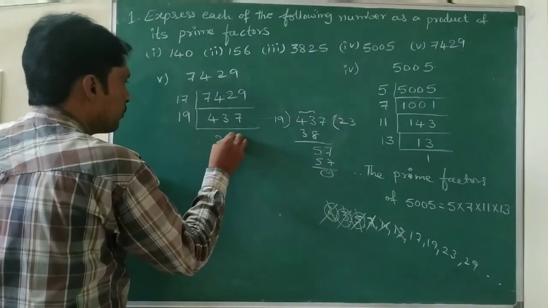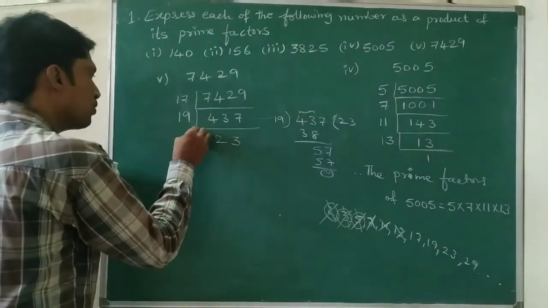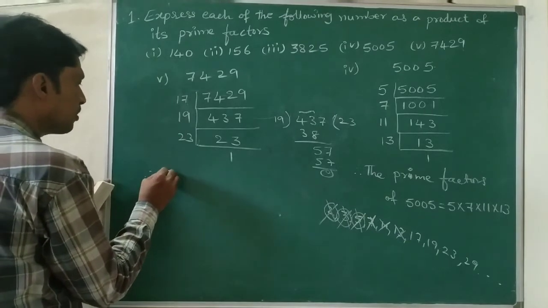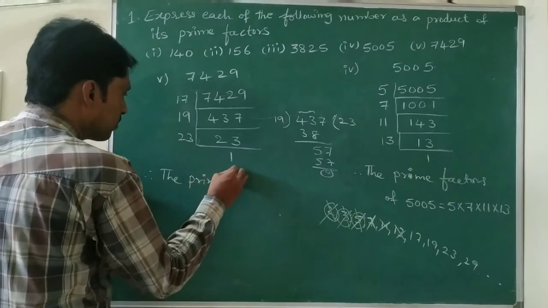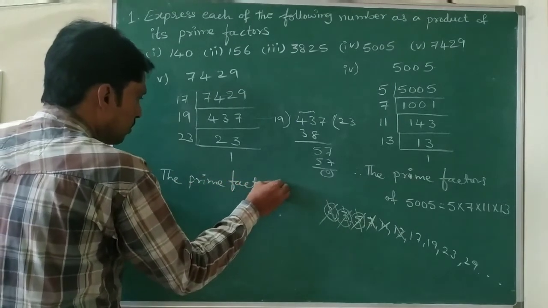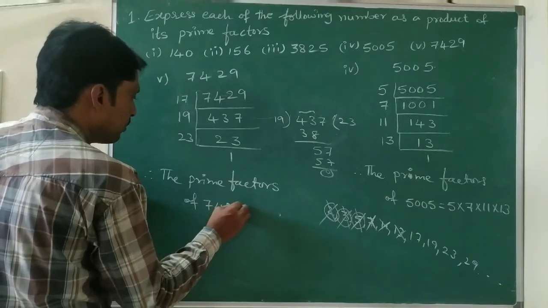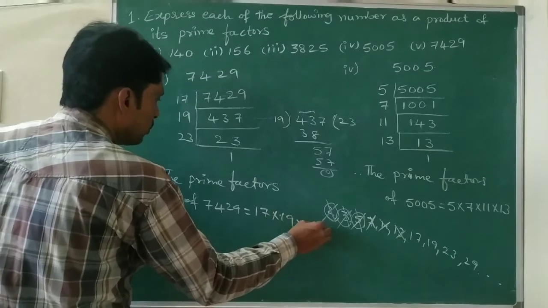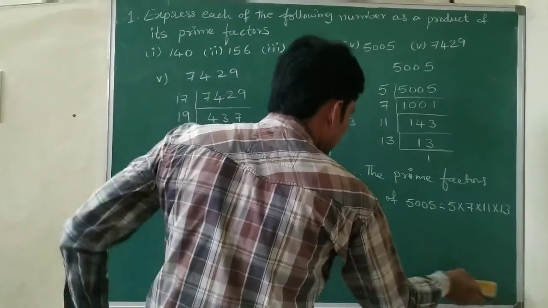Here 23 we got, 23. So 23 is also a prime number. Means now you can take 23 on the 23. Therefore the prime factors of 7,429 equal 17 into 19 into 23. So this is the method of prime factorization.